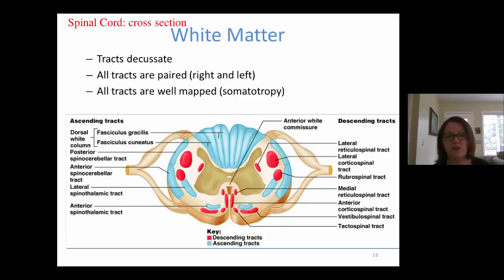What's kind of interesting is that a lot of the tracts decussate. What that means is that they cross over from right to left. And decussation is very common in the central nervous system. And it's sort of an odd thing. We don't really know why it happens, but it is very common. Also, I failed to mention it earlier, but like the gray matter, the white matter has right-left symmetry, and so the white matter tracts are all paired right to left.